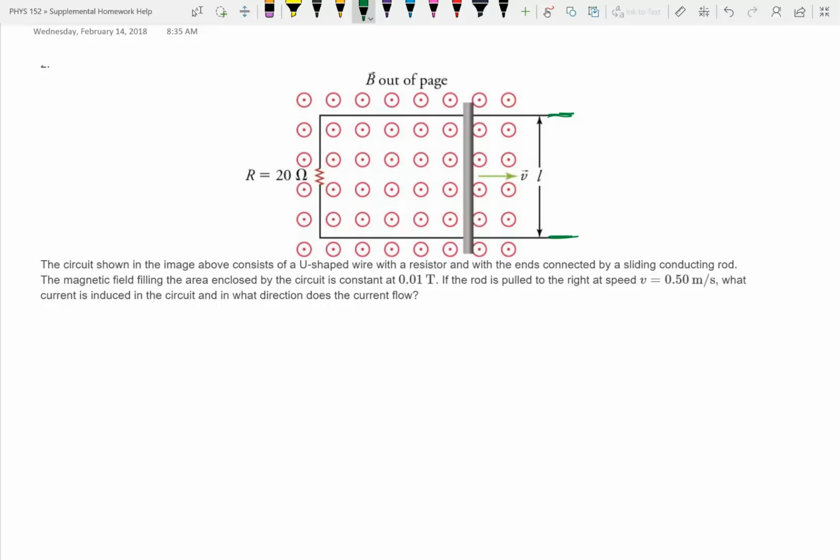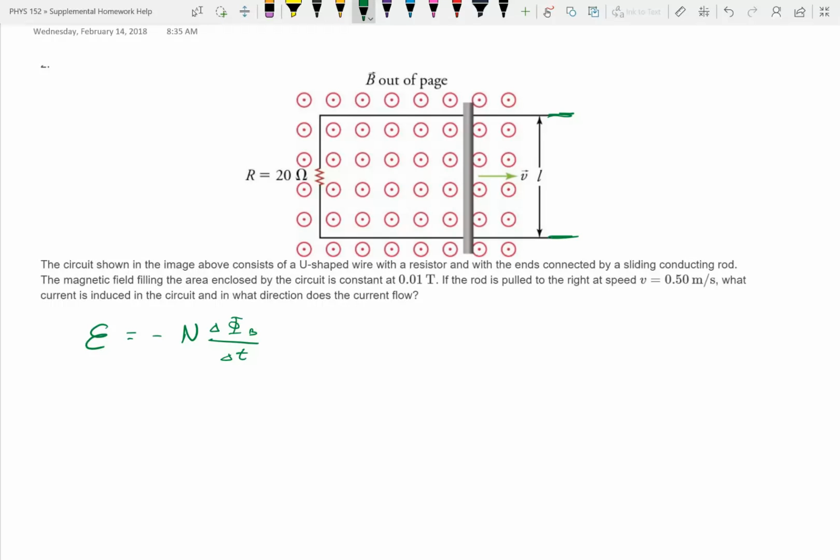Because we can say motional EMF. Or we can go to Lenz's law. Or not Lenz's law, Faraday's law of induction. Faraday's law of induction is the straightforward way of doing this. The induced EMF is equal to minus N, and N is just 1, times the change in magnetic flux over change in time. Yeah, because we have time. I figured it would be something along that line.